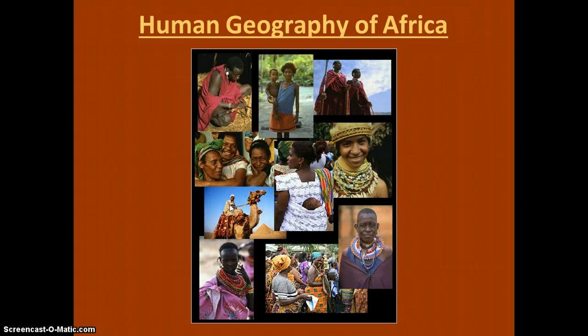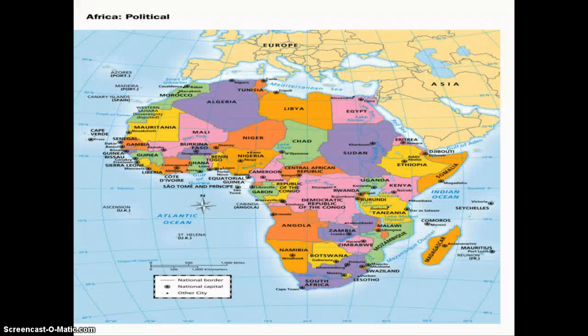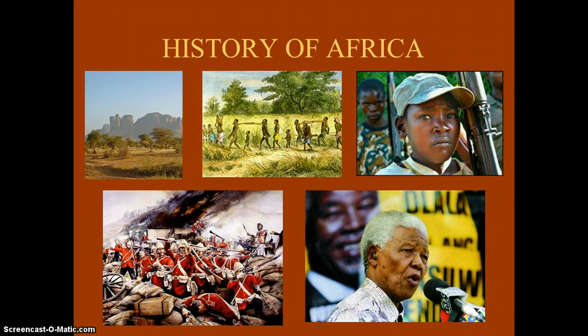Human geography of Africa. What I want you to look at in these pictures up here is how diverse Africa is. This is a fairly current political map of Africa. All right, history.